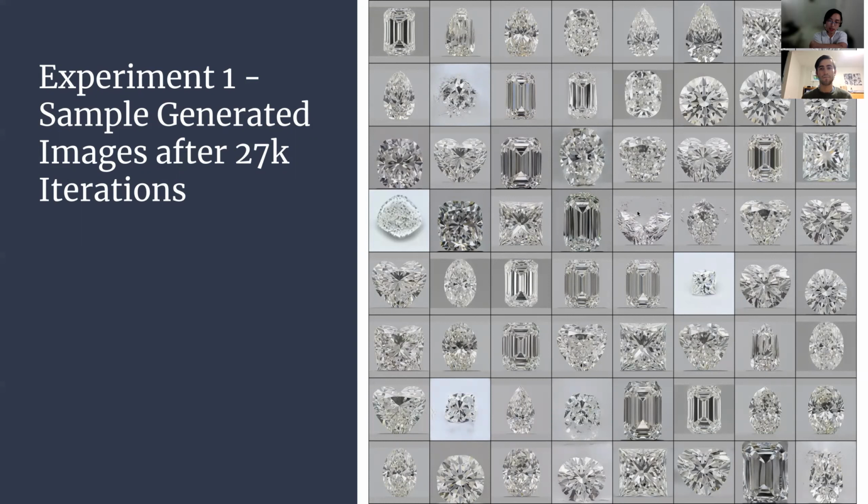This is just some final sample images generated by the generator after 27,000 iterations. You can see that some of the diamonds still look really weird, like this heart with a hole in the middle. But overall, the generator really understands what a diamond looks like, and some of the samples look really realistic.